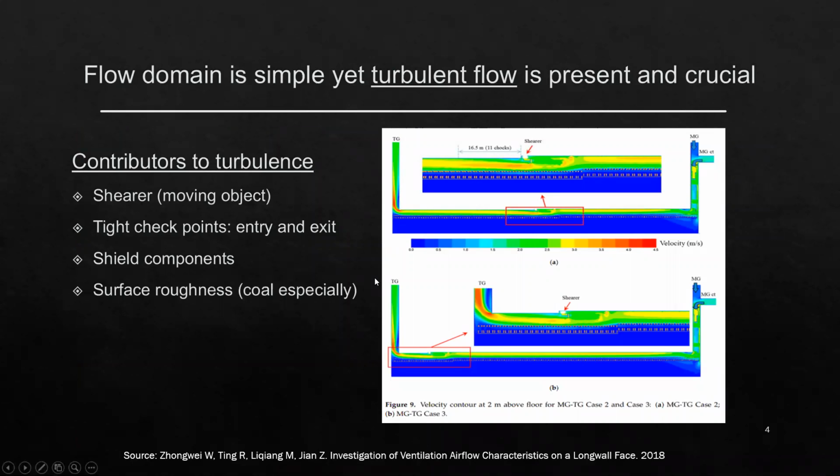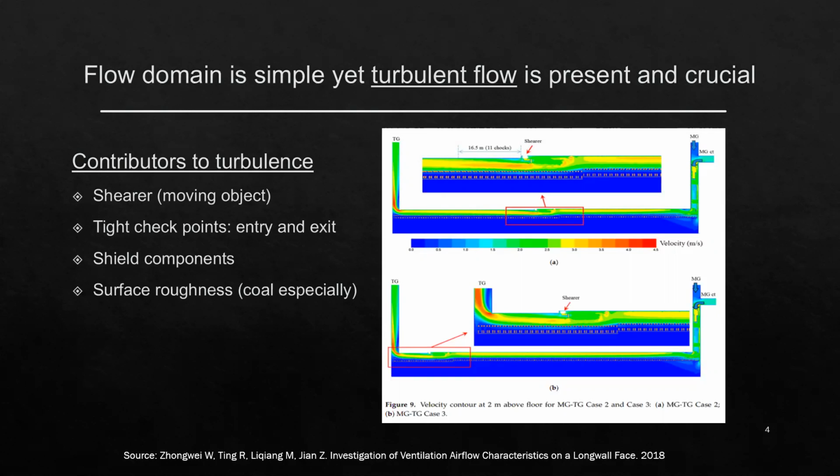So the flow field is somewhat simple. Turbulence is present and can be greater in some locations as opposed to others. Some of the contributors include the shear, which is primarily the main obstruction, the tight checkpoints at the entrance and exit that I was talking about, and the shield components.